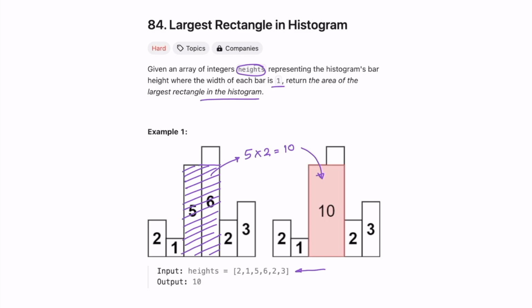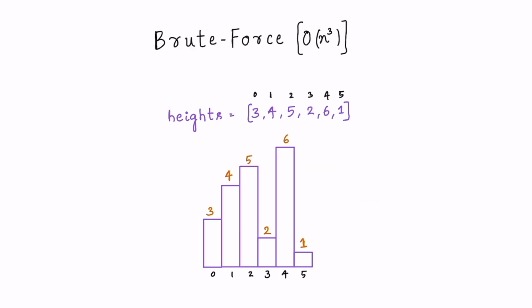Let's look at the brute force approach to solve this problem. Here I have taken a different example, and the largest rectangle in this histogram is this. And the area of this rectangle is 2, which is the height of the rectangle, and 5, which is the width of the rectangle, so the area is 10.